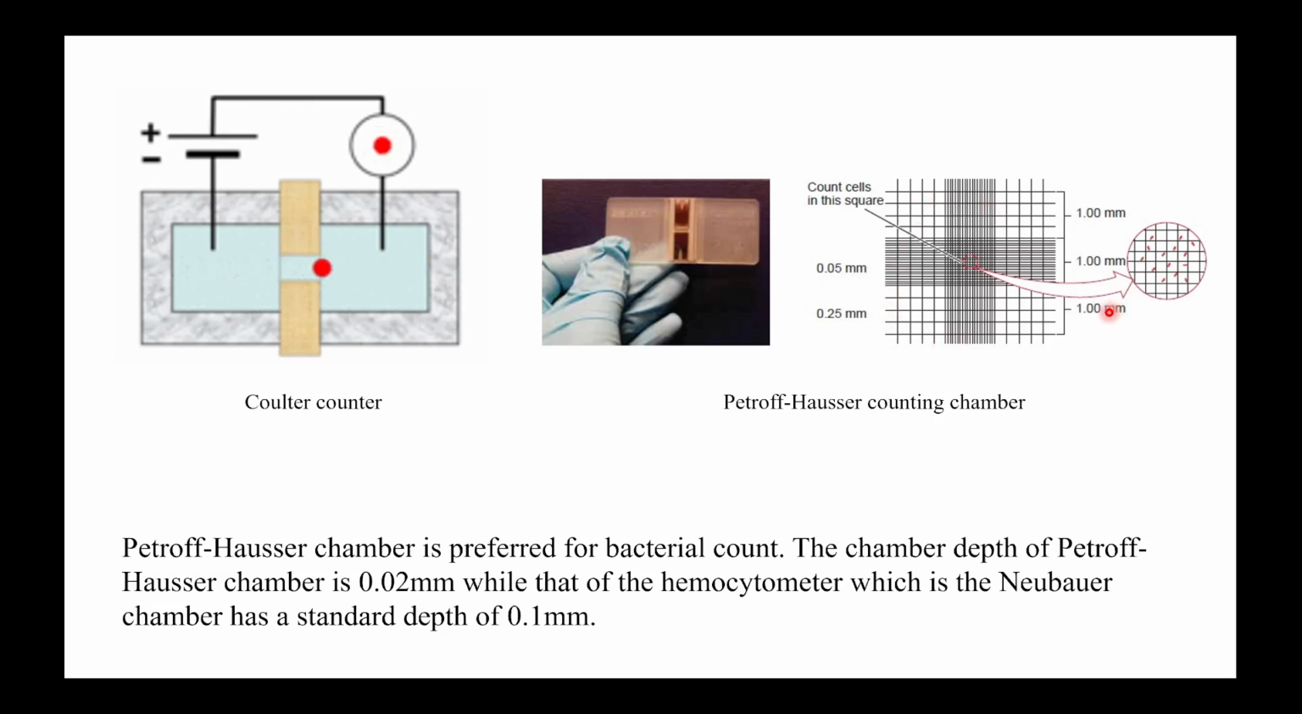Now for bacterial cell count, bacterial cells are smaller in size. For that we use these smaller grids in this Petroff-Hausser counting chamber, and for mammalian cells, which are bigger in size, we use these larger squares. Even for blood cell counting, the name hemocytometer actually comes from the fact that these slides are also used for counting blood cells.